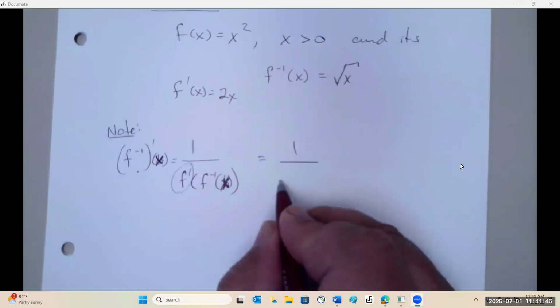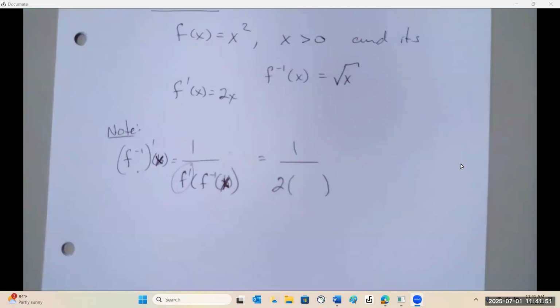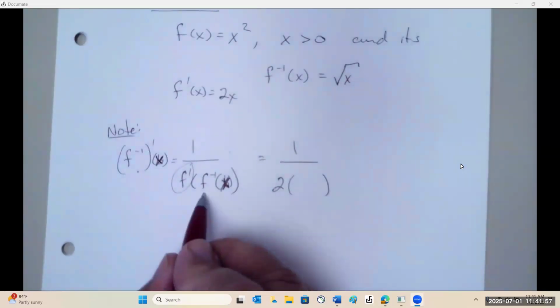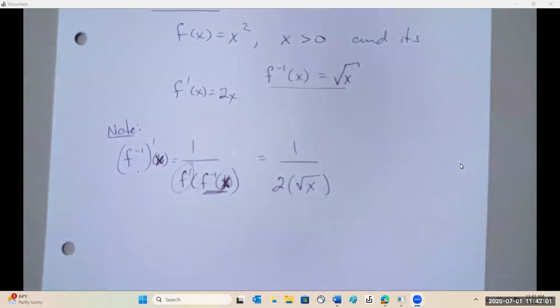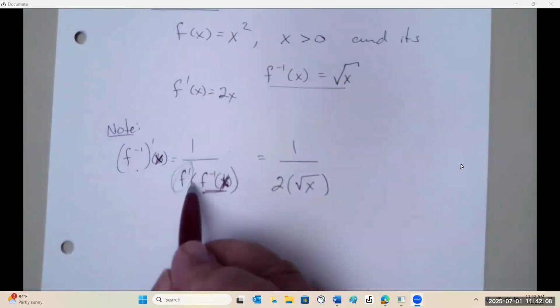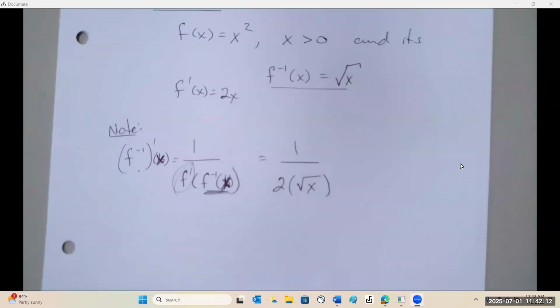So it's going to be 2 times whatever x is. Our x is what? The inverse function of x is the square root of x. That's all it says. Because now, to take the derivative of the inverse function, all you do is take the derivative of the original function and place the inverse function inside there in place of x. That's all it's telling us in 18 pages.